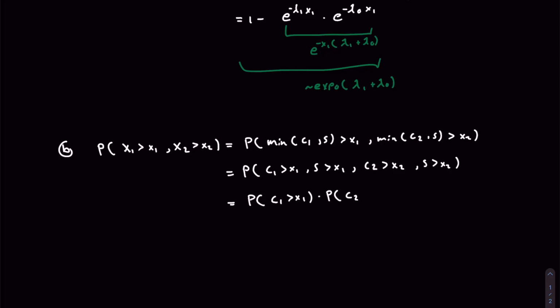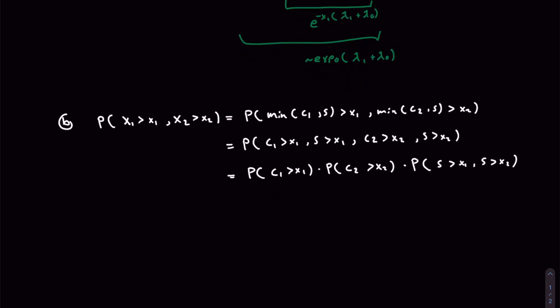C2 larger than x2, and now we have S larger than x1, S larger than x2, like that. And we know the distribution of x1 and x2, and we know the distribution of this as well, just by what we calculated earlier.